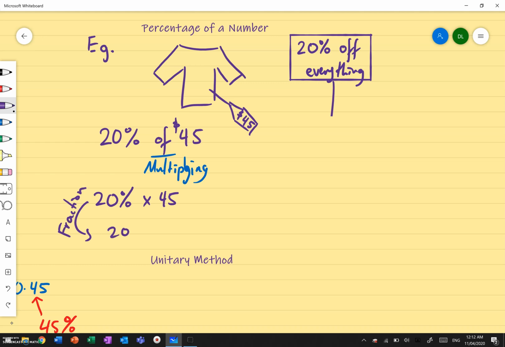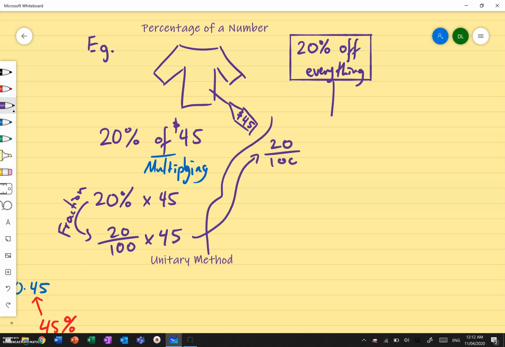So I get 20 divided by 100, right? So 20 divided by 100 times 45. Now, 20 over 100, we can actually simplify that, make our life easier, right? So 20 over 100 times 45. Okay, now let's simplify it. What goes into both 20 and 100?